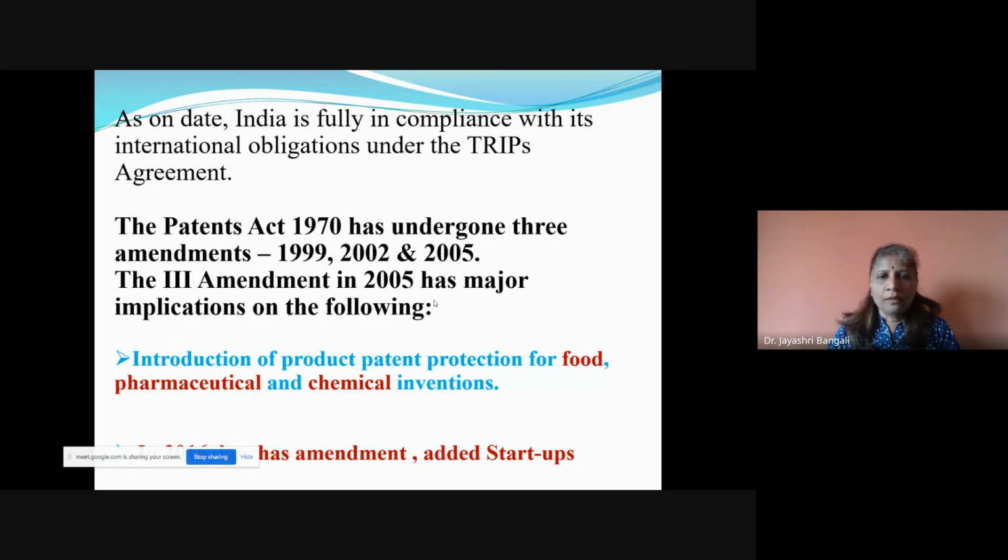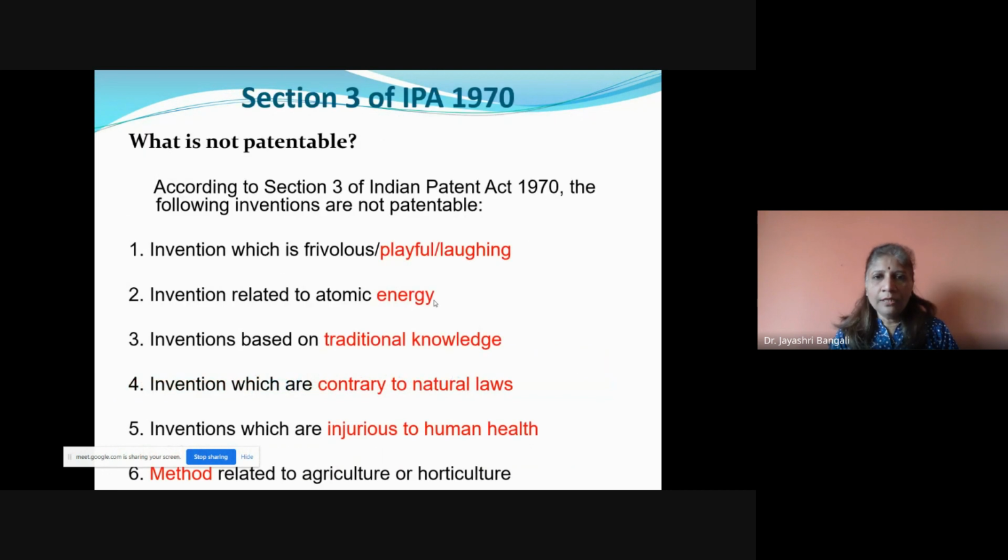Now, as I said, India has signed many treaties and international agreements. We have already signed the TRIPS agreement. The Patent Act 1970 has undergone three amendments. Latest, it was amended in 2016, then 2019, and also in 2020-22. The act was amended with the introduction of product patent protection for food, pharmaceutical, and chemical inventions. So these things were added. And in 2016, the government added startups to the law.